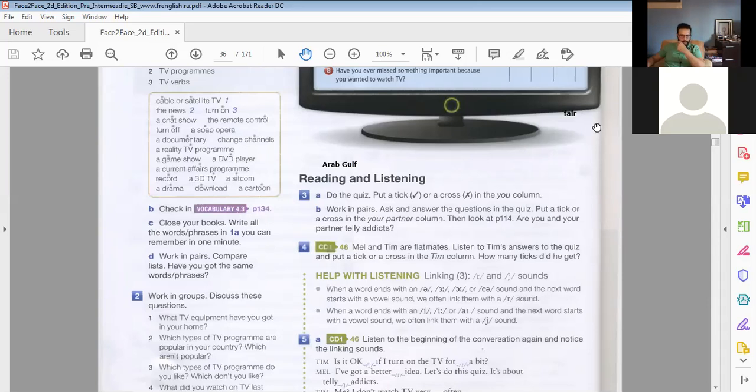And what else? The news, not popular. Are you sure? I'm talking about things which are not popular. Okay. Unpopular, I think documentary. Documentaries are unpopular. Yes. And game show. Game shows. Yes.